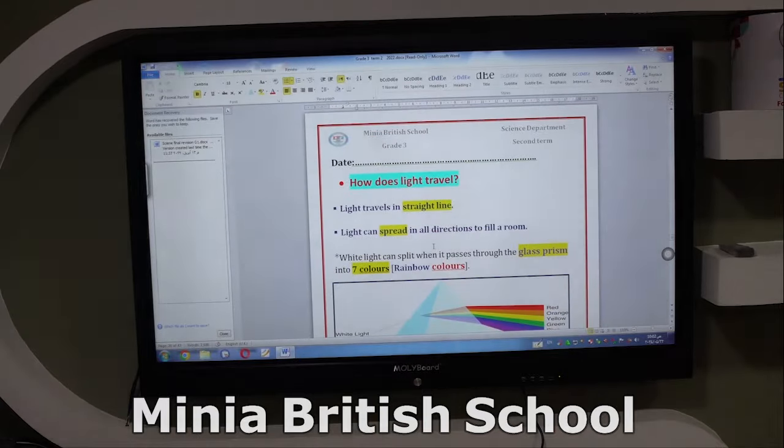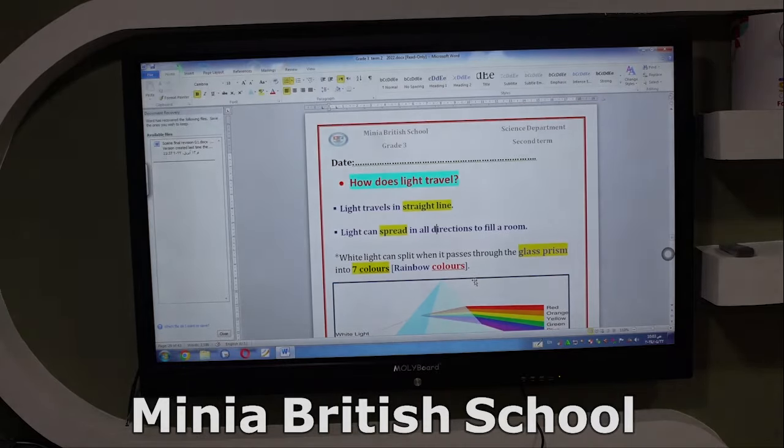Now let's learn some properties of light. First, light travels in a straight line. Light can spread in all directions. Don't forget, all directions. So we can use one lamp in the room because light spreads in all directions.